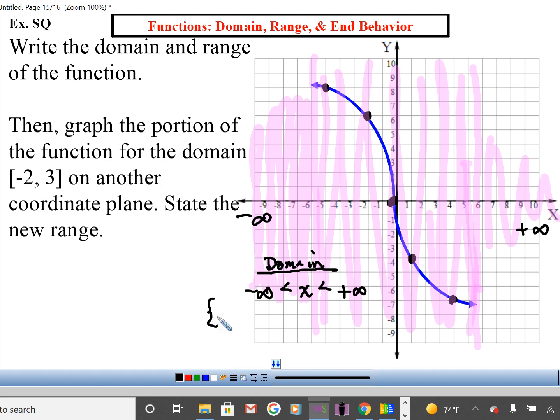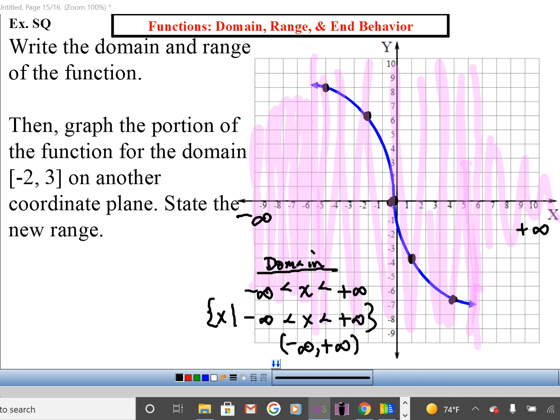Set notation, just for the practice. X, such that, negative infinity less than X less than positive infinity. Interval notation, once again, just for practice. Negative infinity, comma, positive infinity, and what kind of symbols do we put at the end? Parentheses. Why? Because we never include them, because we never catch up to the infinity. All right. So we're done with domain, but they want us to find what?